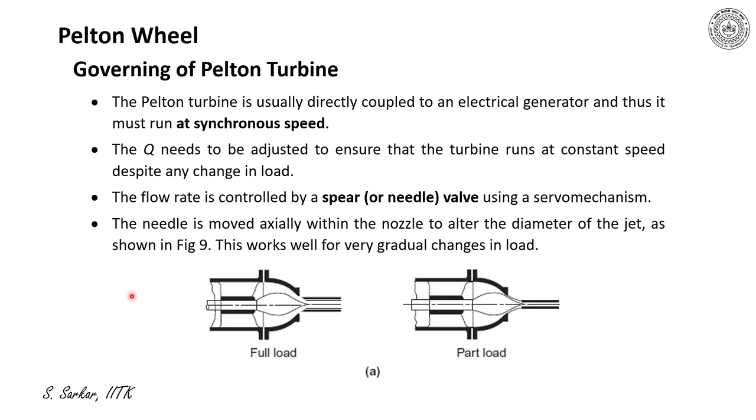This works well for very gradual changes in load. However, if there is a sudden change in load, this mechanism does not work well. In figure 9, what I have illustrated is the position of the nozzle for a full load and for a part load. What has been observed is that the needle is moved inside the nozzle, blocking the opening of the nozzle, and thereby the effective flow area has decreased, decreasing the flow rate and hence the diameter of the jet with respect to the full load.